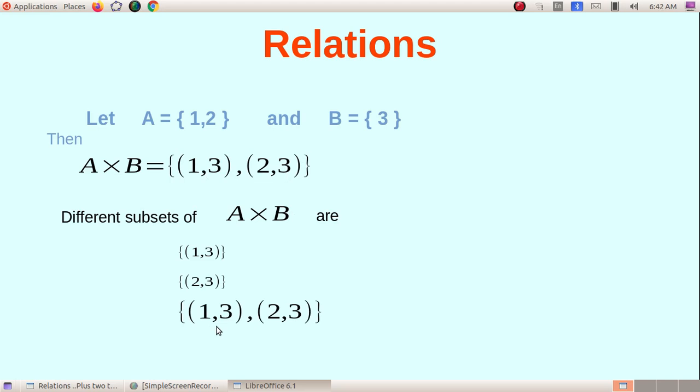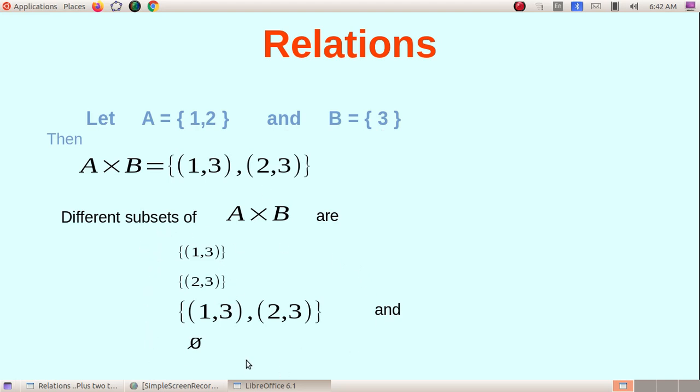Is there any other subset containing 2 elements? No. Then what is the last subset? There are total 4 subsets, and which is the last subset? Last subset is the subset containing no element. What do we call that subset? That is the empty set. It contains no elements, 0 elements. Okay, these are the 4 subsets of A cross B. Clear? If A is equal to set {1, 2} and B is equal to set {3}, the 4 subsets of A cross B are listed here.